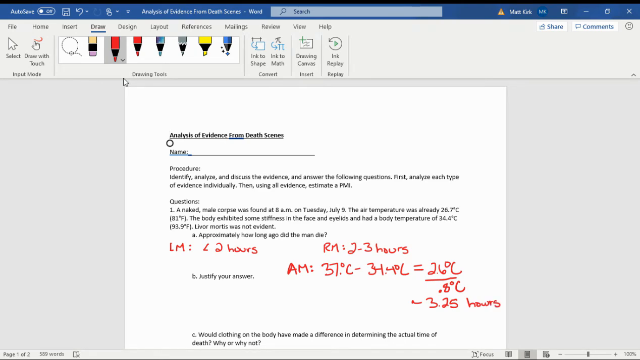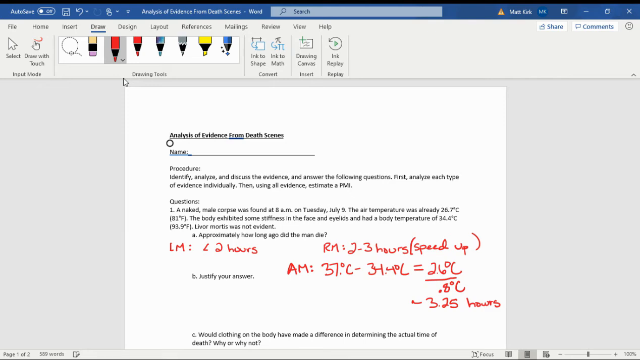So if we take a look at all this information, the fact that we're dealing with someone that's naked, rigor mortis may be sped up a bit because it's warmer outside, and lack of clothing is probably speeding it up.